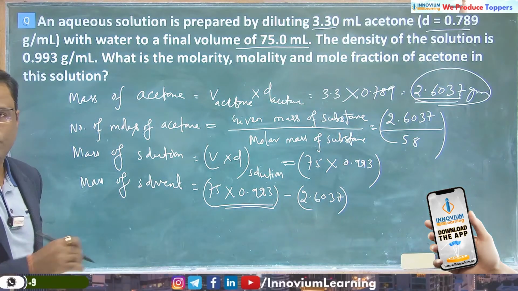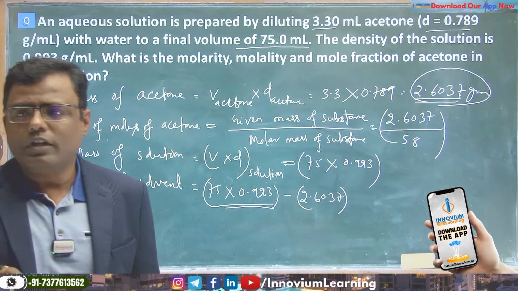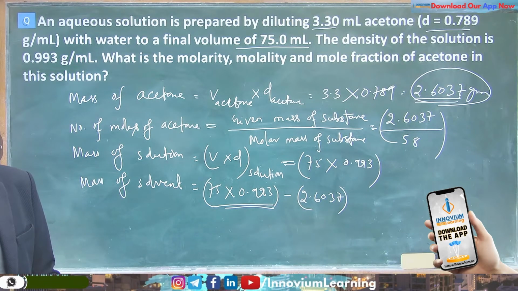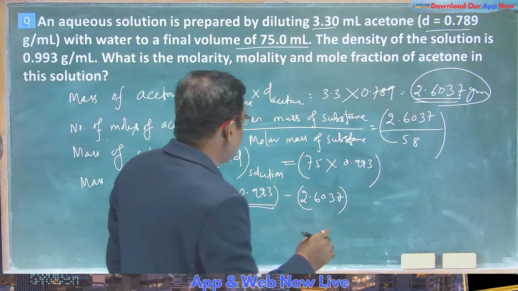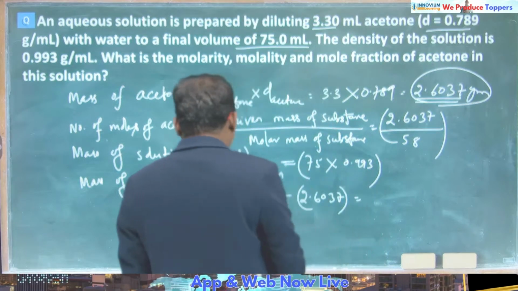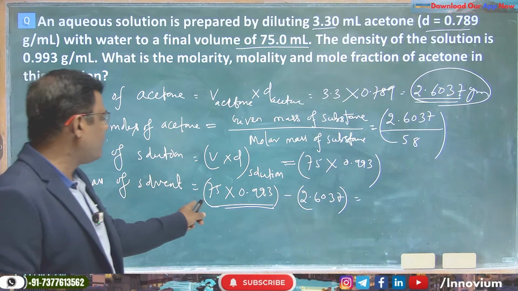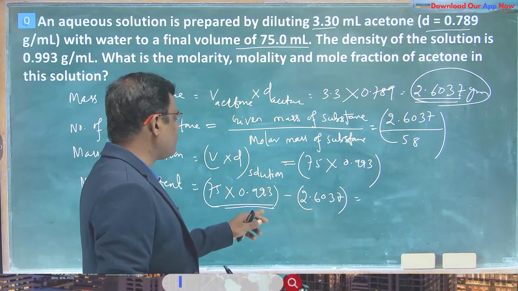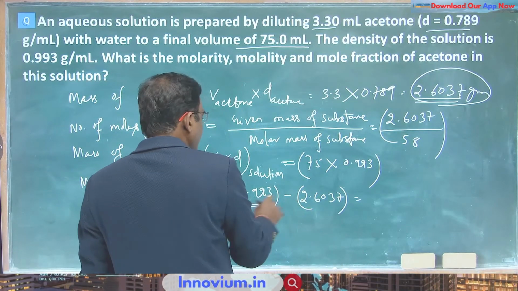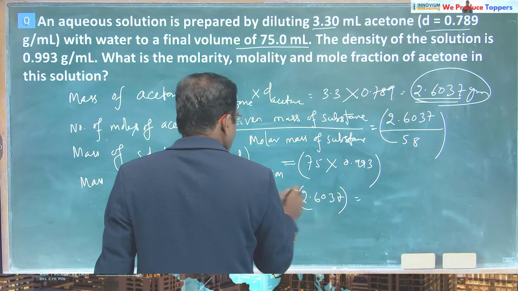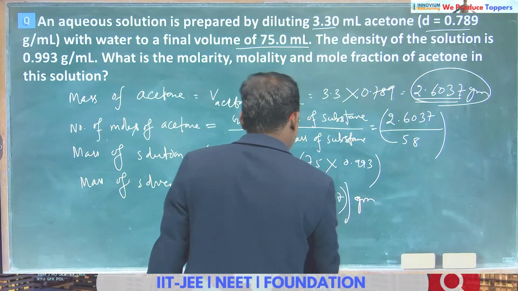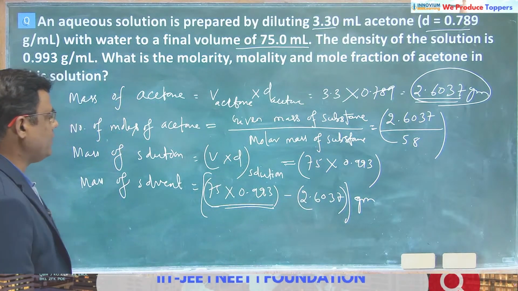Correct. So this one is the mass of solvent. So the mass of solvent here, what are we getting? On subtracting, I think it is 71. Here it is 75 into 0.993, minus 2.6037. On simplifying this, you will get this much mass. So this is the mass of solvent, correct?